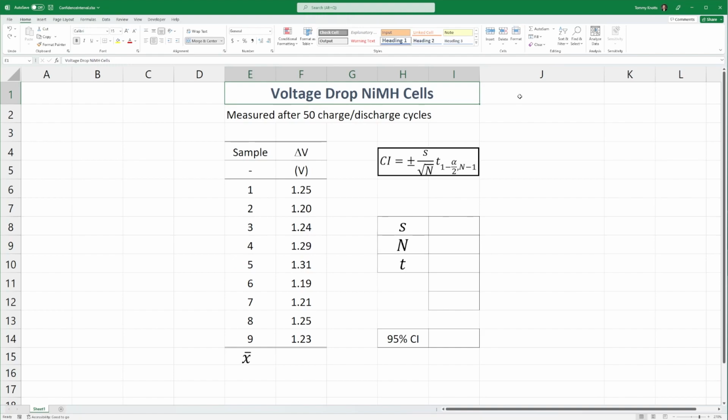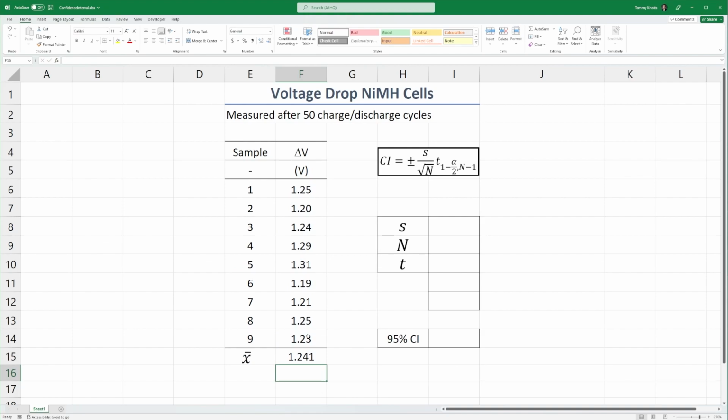Consider an experiment done to measure the voltage generated by newly developed AA rechargeable batteries after 50 charge-discharge cycles. 9 different batteries were measured, and the data shown here were obtained. The question is, what will you report as the voltage for such batteries after 50 cycles, and what is the error on this value? In Excel, the mean is determined with the average function.